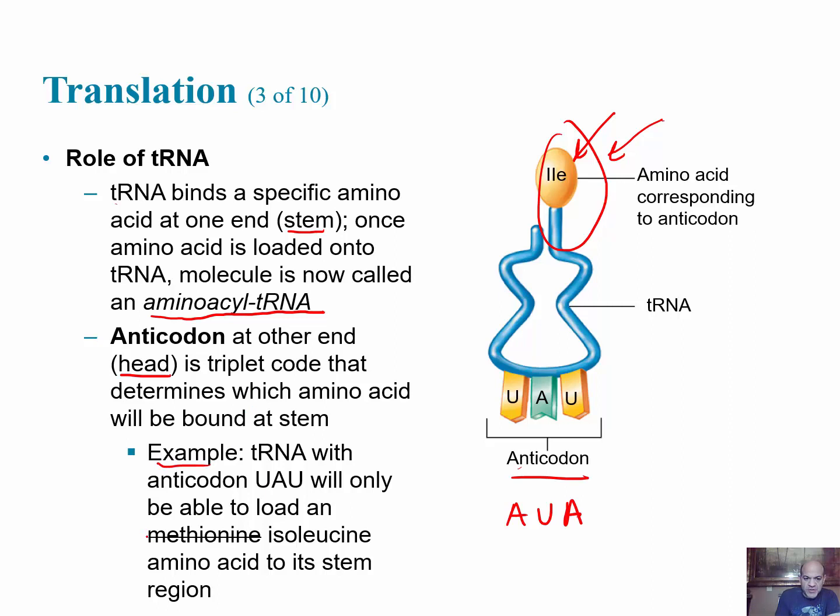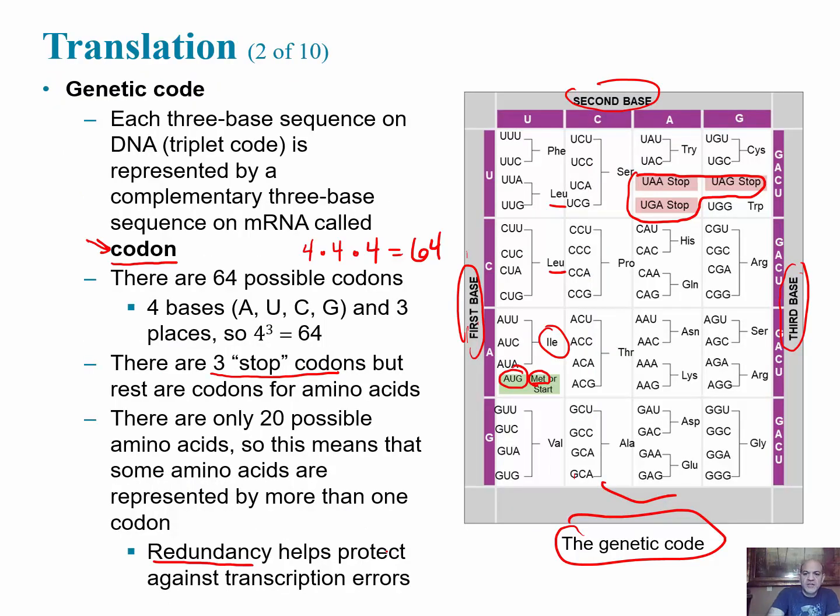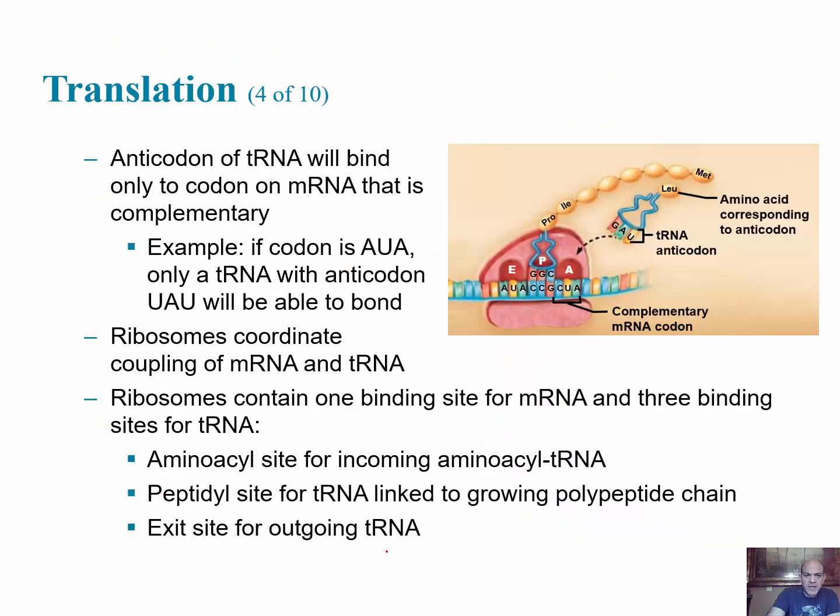So that's what it's trying to say here. If there was an error in the original notes that said methionine, the actual code that we see here is an anticodon for isoleucine. So I made that correction just to be consistent with our genetic code here. So the anticodon of tRNA is going to bind only with a codon on the mRNA that's complementary to it. So, for example, the codon AUA is only for a tRNA with the anticodon UAU.